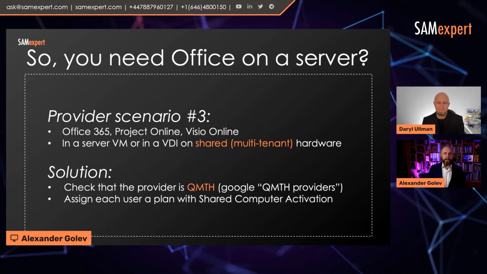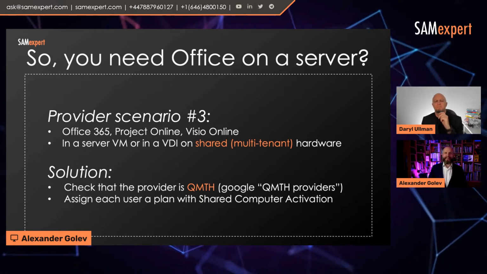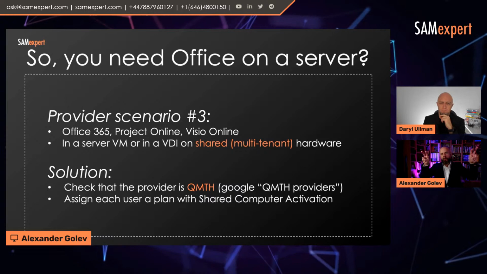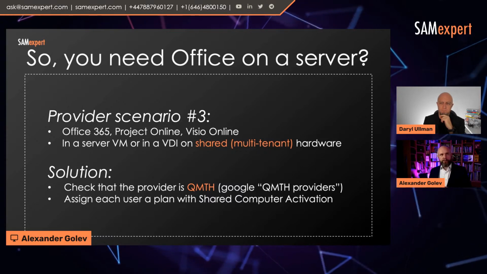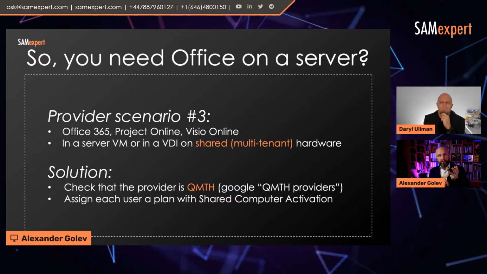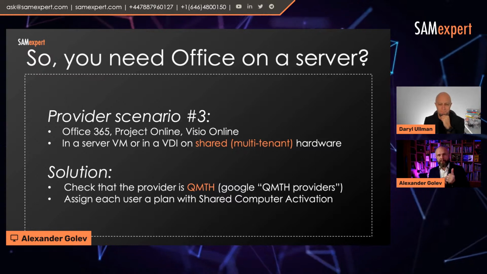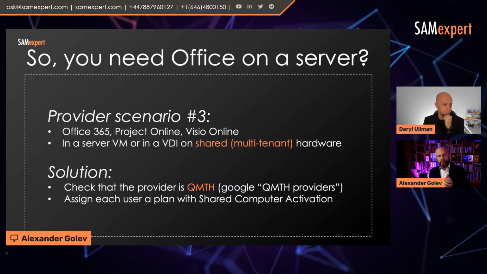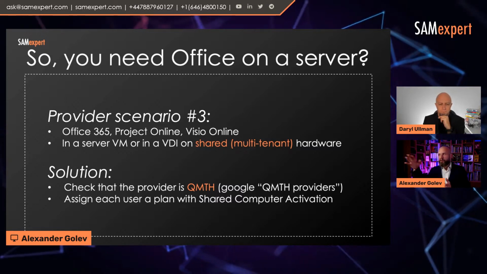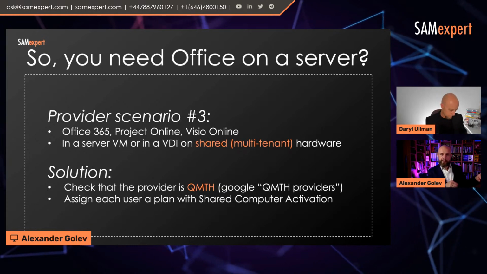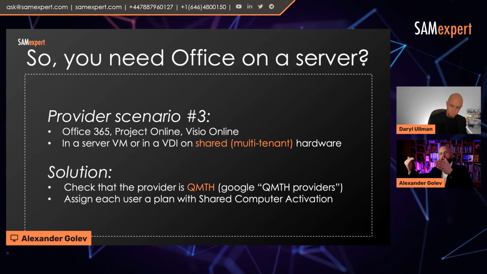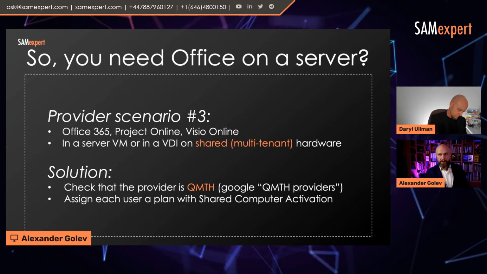So if you want to run any online applications in a shared multi-tenant environment, in a third-party public cloud, then you need to check if the provider is QMTH authorized, because Windows 10 and Office 365 ProPlus, Project Online, Visio Online can only be run on QMTH providers in shared infrastructure. Basically, you don't need any extra license, no fees to that provider. You need to make sure your users are licensed. QMTH just authorizes them to deploy that in their data centers.